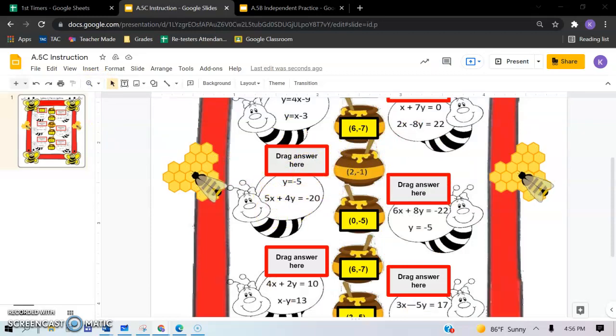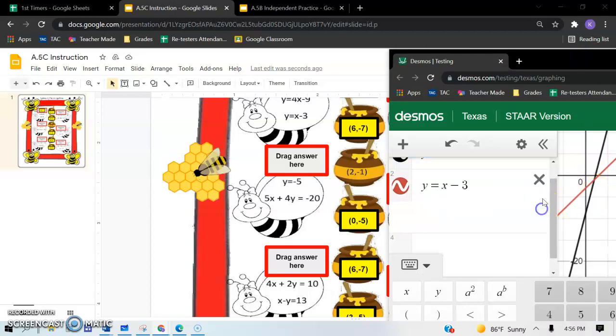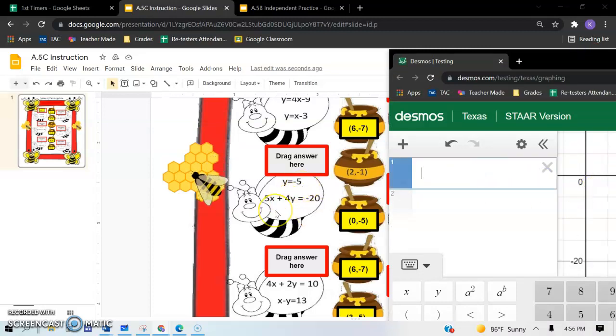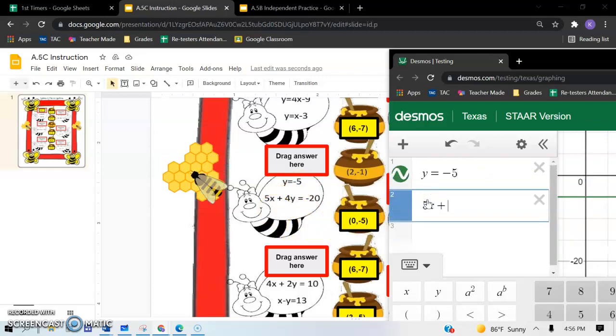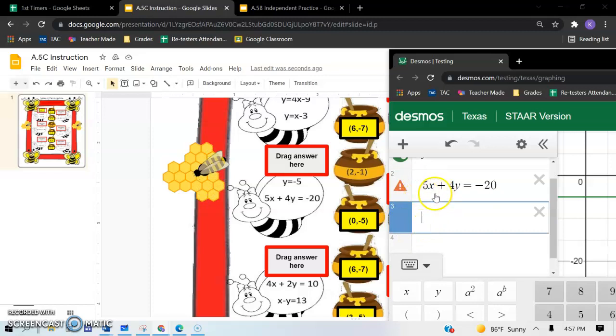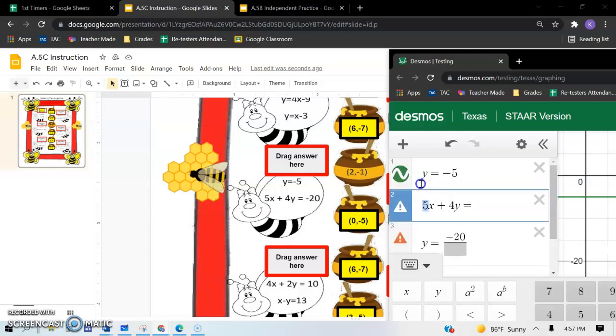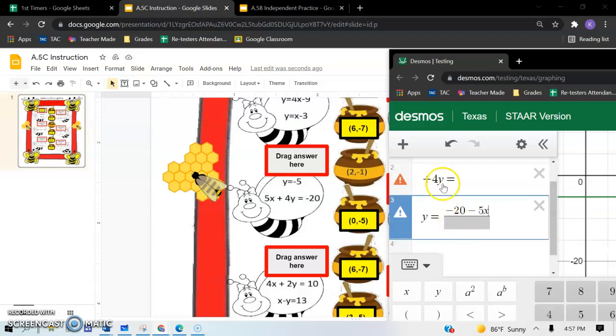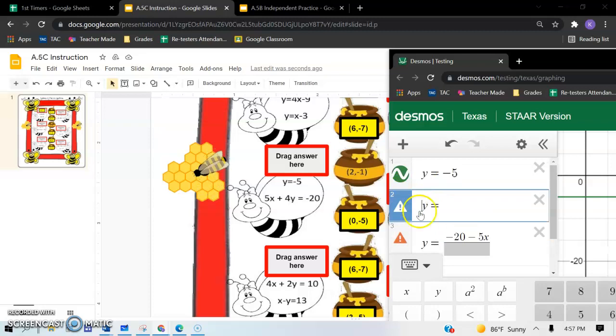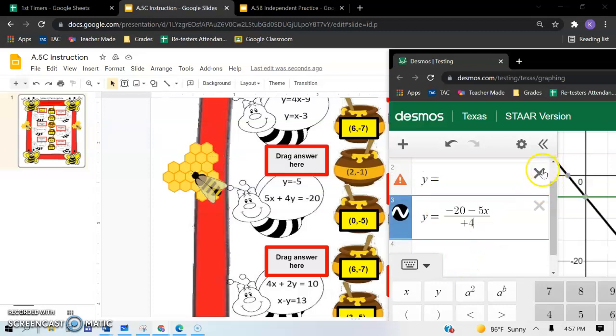So on this one on the bottom, I am going to get my Desmos calculator, get rid of these ones that were the first one, and I'm going to type in y equals -5. And then I start typing in 5x plus 4y equals -20. It gives me an exclamation mark, meaning you need to solve for y. So the x and the y are on the left, y equals divide -20, this is the number that I start off with. Opposite of this number right here, positive 5x. So it becomes a -5x. And then on the bottom, I divide by the number in front of the y, which is +4. And there is my line.